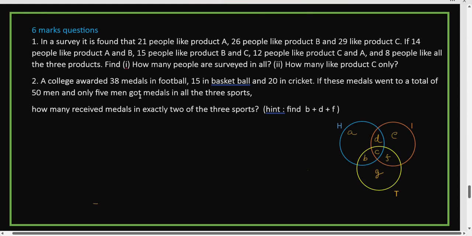Next question is this: the college awarded 38 medals in football, 15 in basketball, and certain details are given like this. How many received medals in exactly two of the three sports? You have to find out exactly two of the three sports. I have given a hint. You follow that, and I think you can get it easily. If you don't get it, I'll give you the solution.